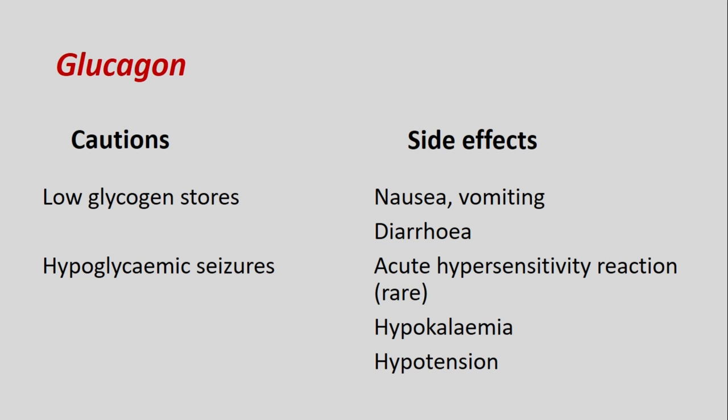Side effects of glucagon include nausea, vomiting, diarrhea, particularly in children, hypokalemia, that's low potassium, hypotension, and acute hypersensitivity reactions, although these are rare.